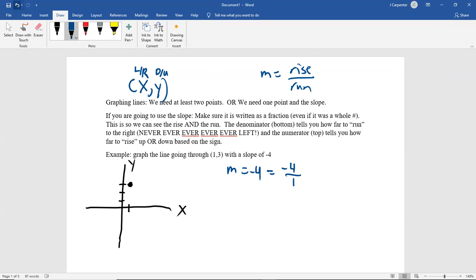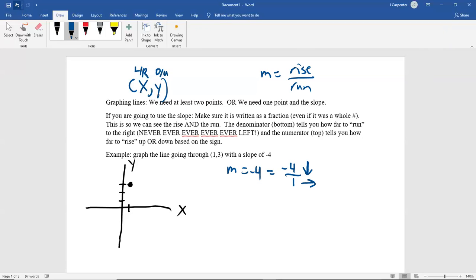So the bottom number tells us how far we go right, never ever left. And the top number tells us how far up or down to go. And we said it's based on the sign and it should make sense. Up is positive, down is negative, so we'll go down 4. Now most people will go right 1 and then down 4, but it doesn't matter. You can go down 4 and then right 1. But if you go right 4 and down 1, or down 1 and then right 4, that would be wrong because you have to pair the direction with the correct number.